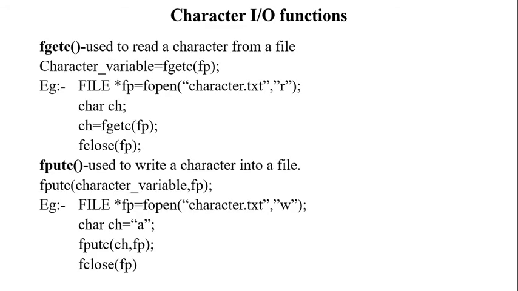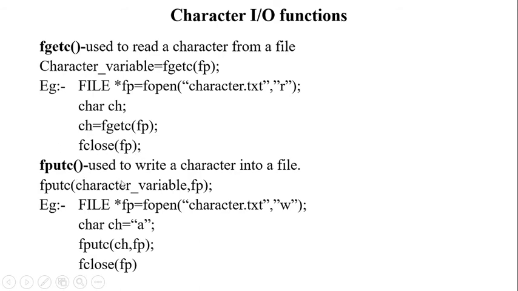Next type is character IO functions. fgetc and fputc both are used as character IO functions. fgetc is used to read a character from the file, fputc is used to write a character into the file. So how can we use fgetc? First of all, we need to open the file character.txt in read mode. Then fgetc of fp means one character will be read from this file and assigned to ch. Then after that fclose fp. So this is the application of fgetc.